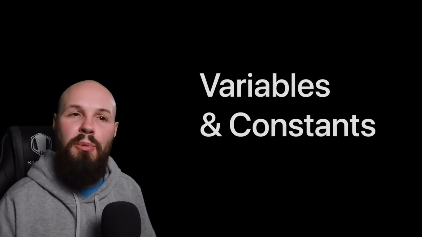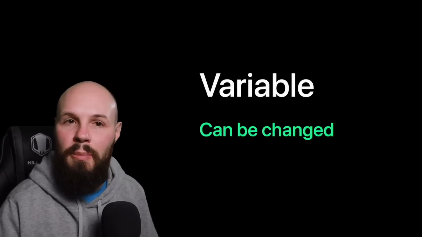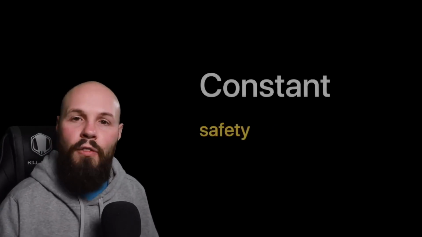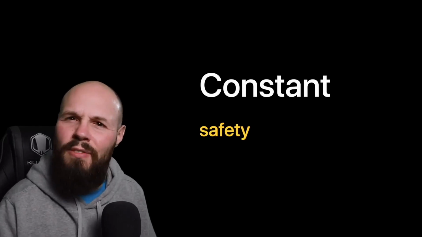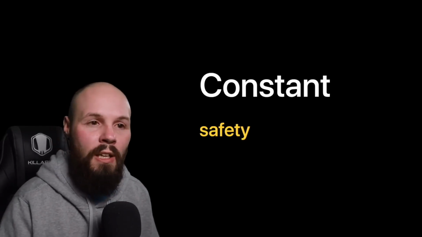Now, what's the difference between a variable and a constant? Well, a variable has the ability to be mutated or changed, whereas a constant cannot be mutated or changed. And there are some pros and cons to both. If you make something a constant, it's a little bit of a safety feature where you can't accidentally change it when you don't mean to. Xcode will yell at you.